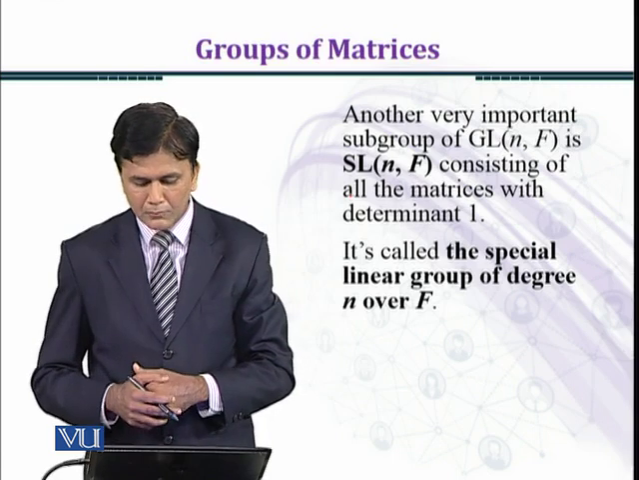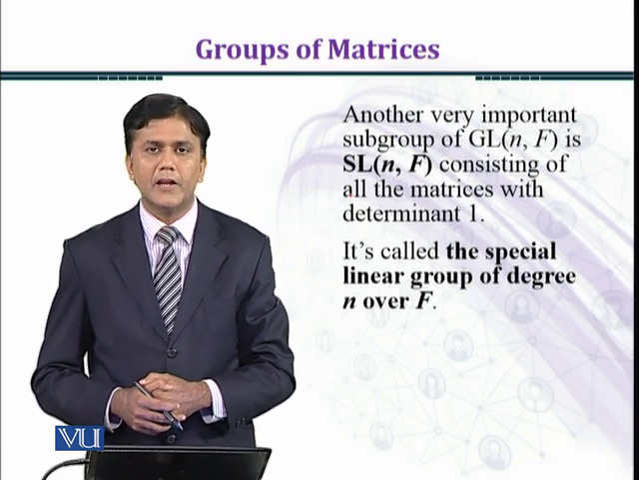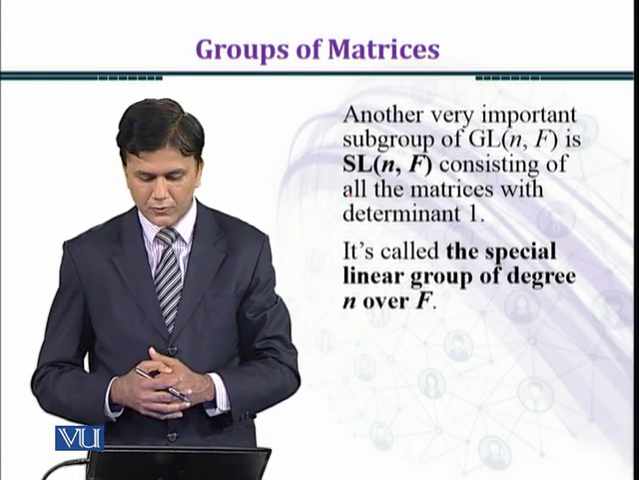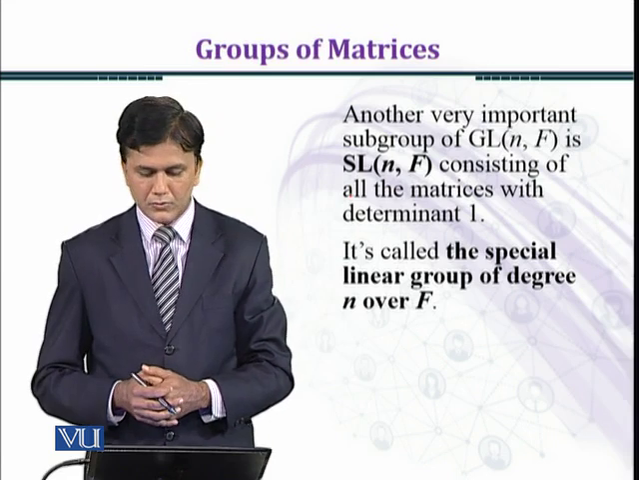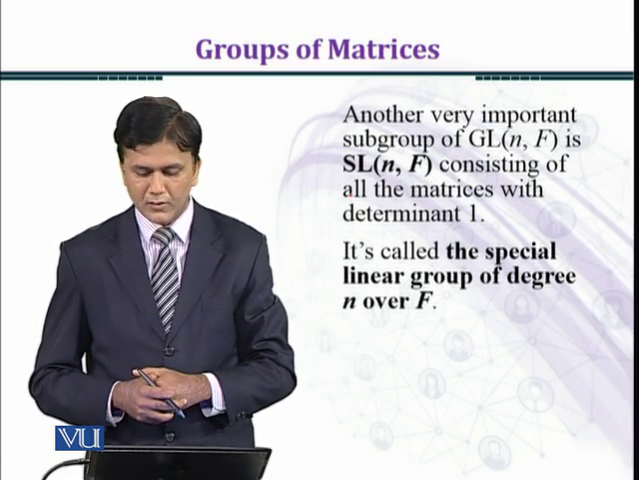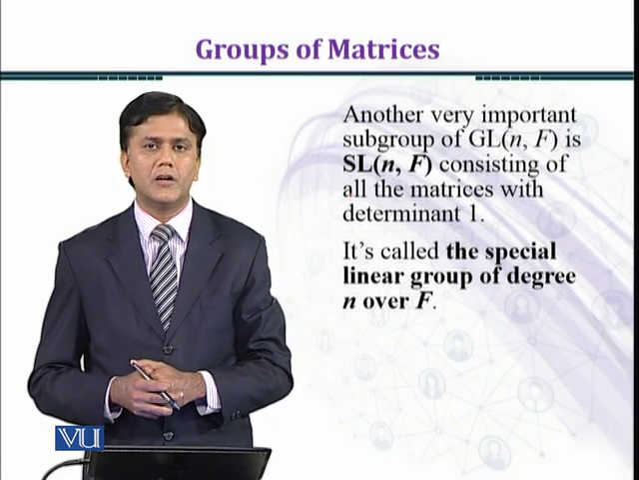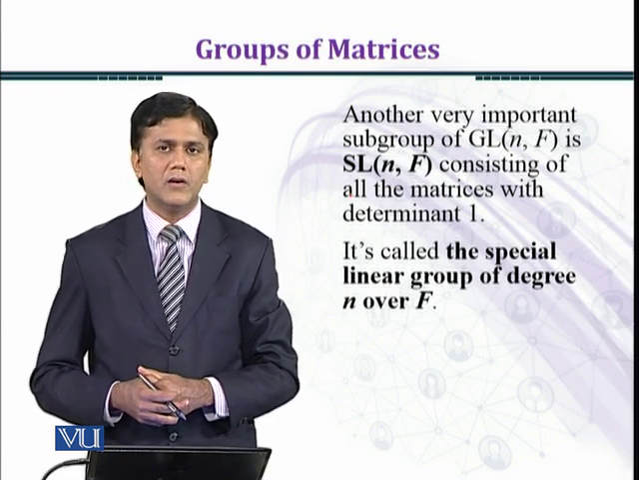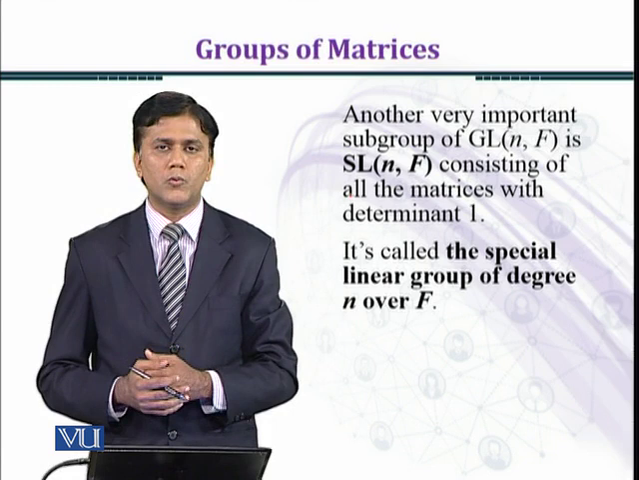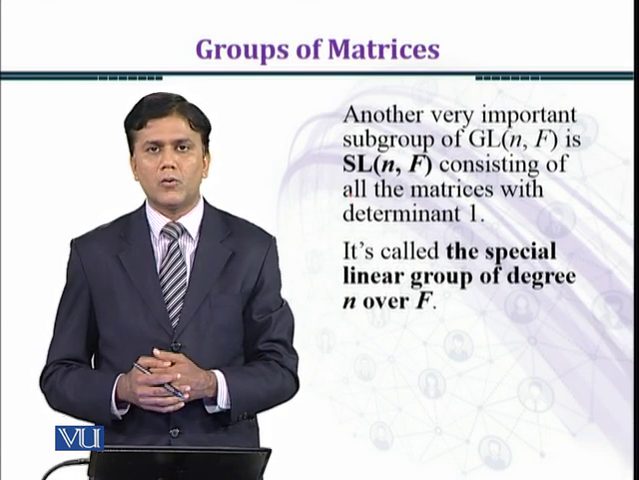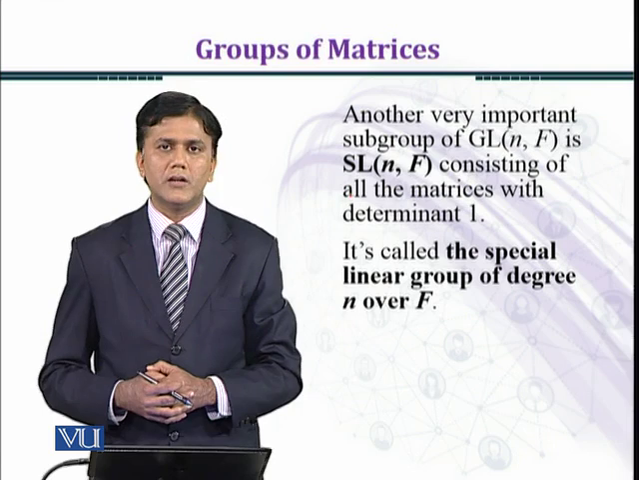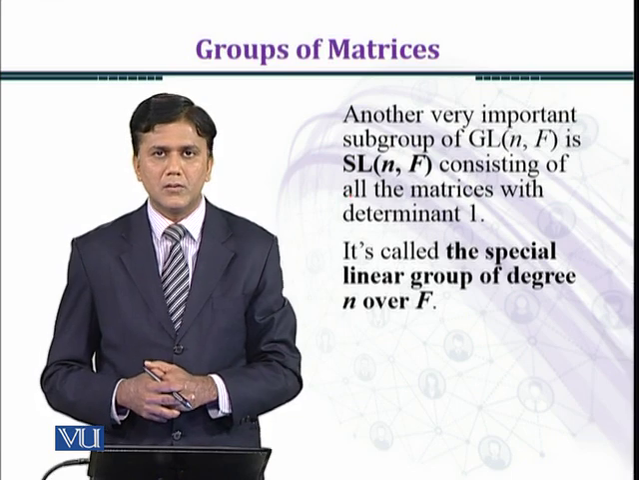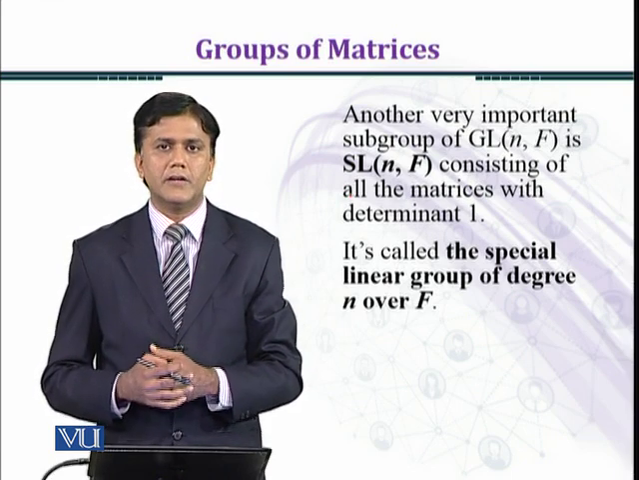It is called the special linear group of degree n over F, and it would be a good assignment for you to show that SL_n(F) is a subgroup of the general linear group of order n by n with entries in F. You just have to prove two axioms: closed under multiplication and existence of inverse. So you can try it at home.